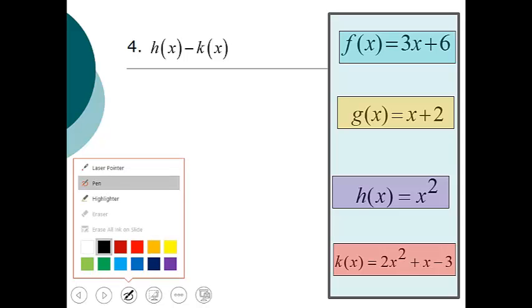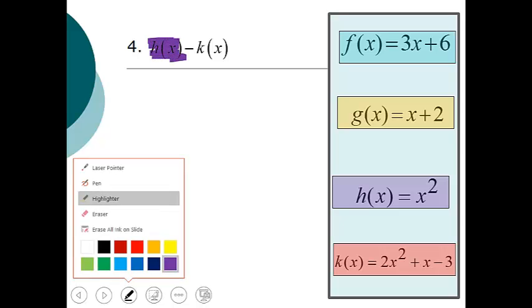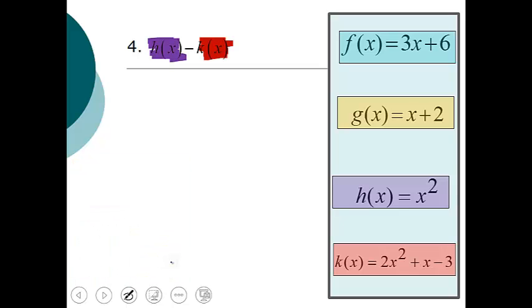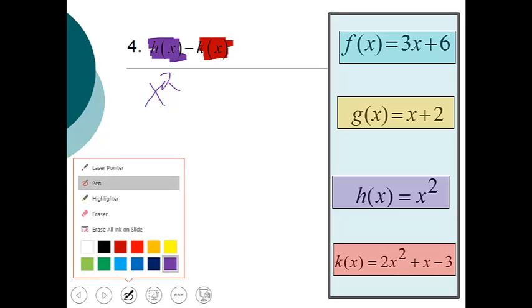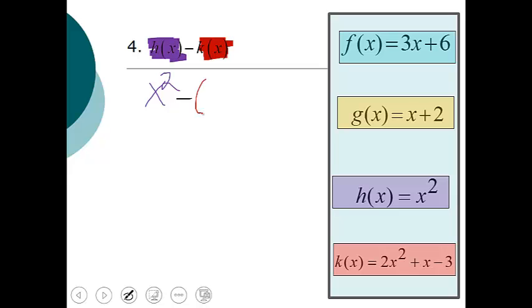Okay, so continuing on, we're going to do another h of x here. So I have my h of x, which is equivalent to my x squared, and I have my k of x. So my h of x is x squared. My k of x is the 2x squared plus x minus 3. So I have to do the minus sign, and I'm going to do the parentheses because, again, you have a negative, and you have the 2x squared plus x minus 3.